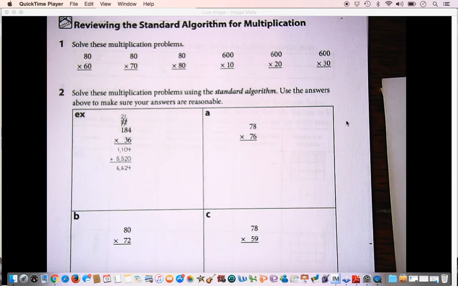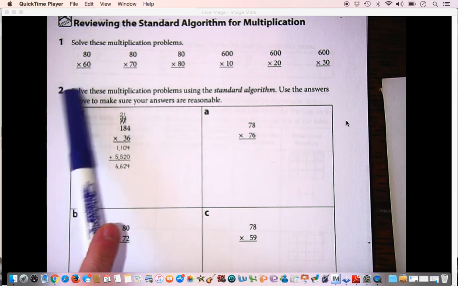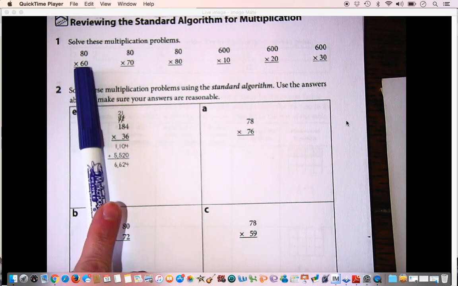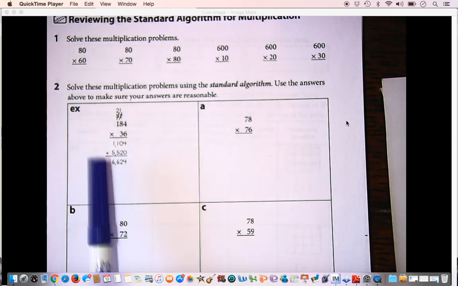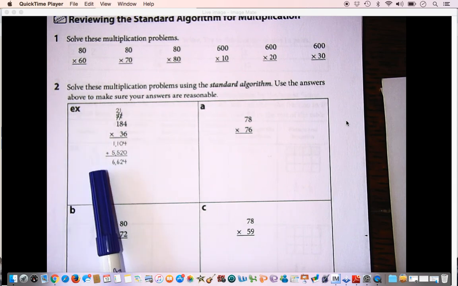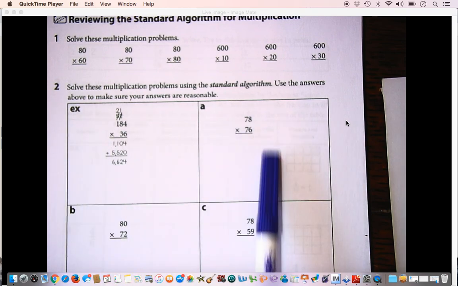So I'm on page 175. Today you're just going to be reviewing the standard algorithm for multiplication, which is something that we finished taking a test on a couple of weeks ago. So it's really more of a review. If you look at the top of the page, you'll see some problems where we're solving with two numbers that have zeros in them. So how do we solve those? We have an example here for number 2, where we'll have two partial products.